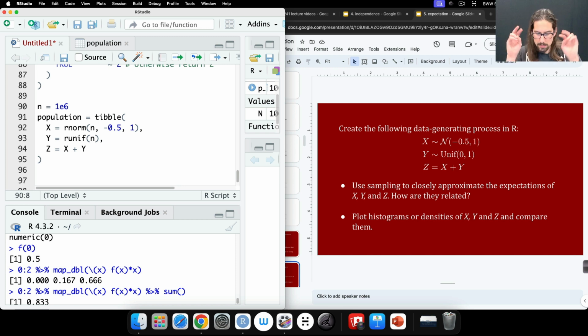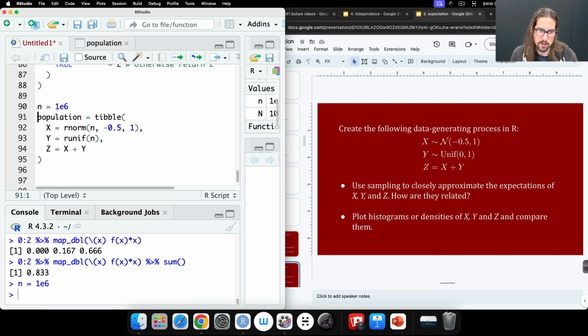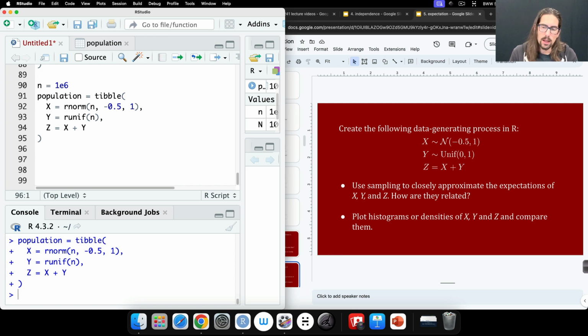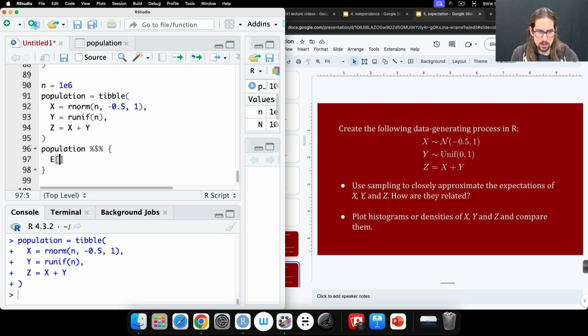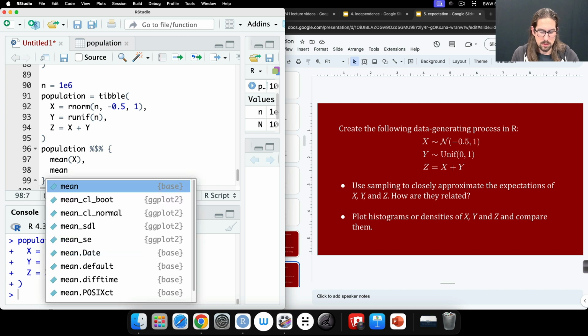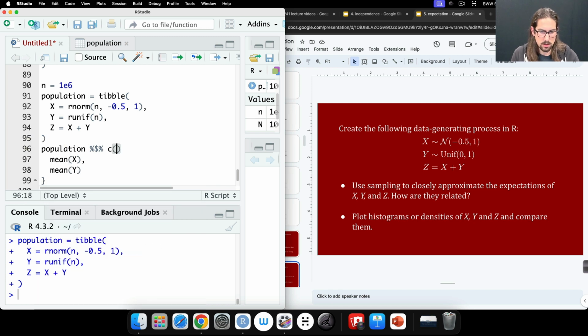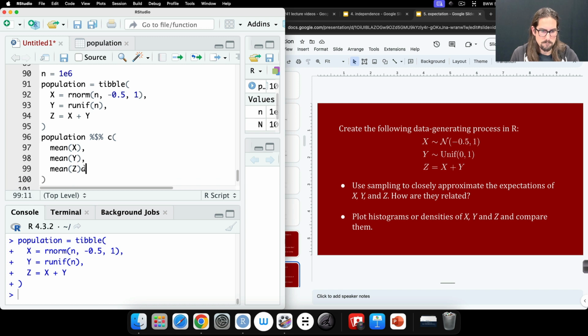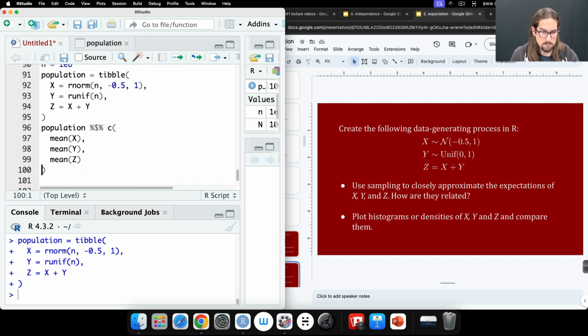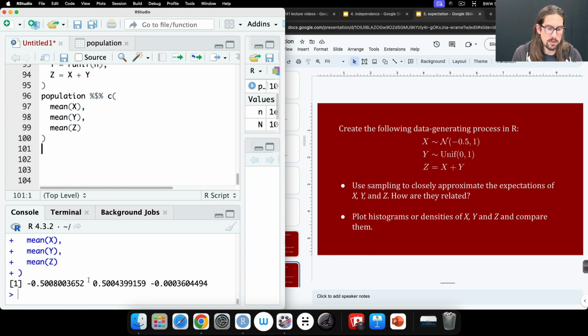So here's my population data frame. It's actually not a population. It's a very, very large sample, but close enough. And so let's calculate those expectations. We can do it like this. Mean of x, mean of y. You know what, actually? I think it has to be like this. Okay, so these are the expectations.